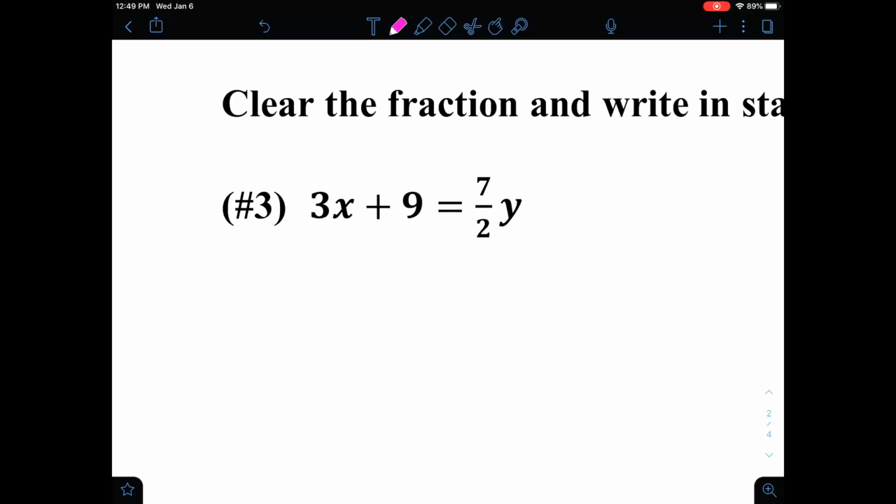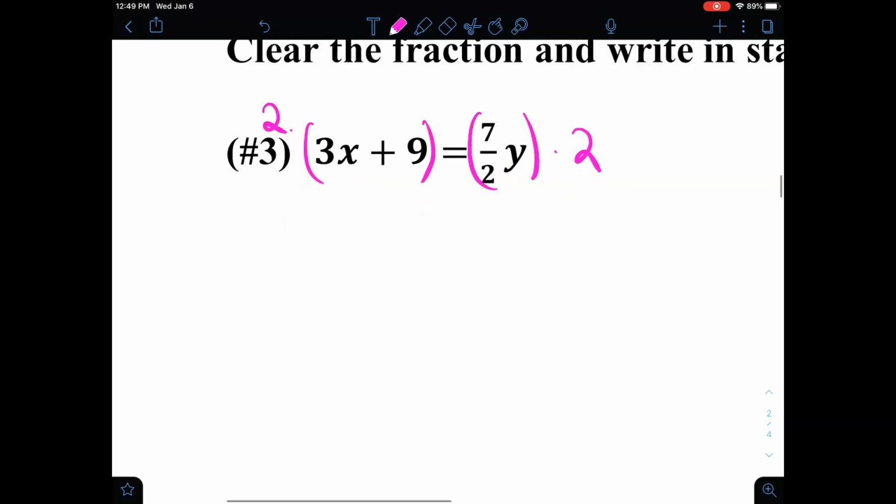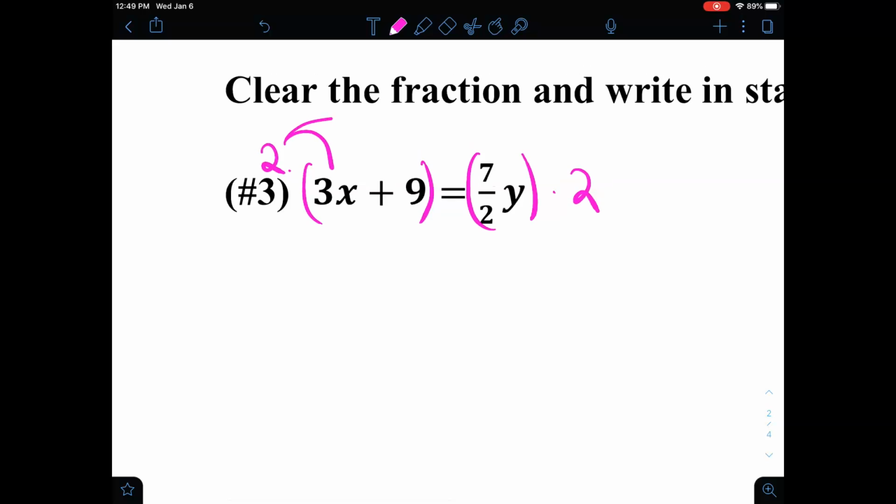And what you do for fraction busting is you're going to multiply both sides by the least common denominator between all of these. So the least common denominator between both sides is going to be 2. We can multiply both sides by 2 to get rid of the fraction in the denominator. So we got to distribute this 2 to both of these.